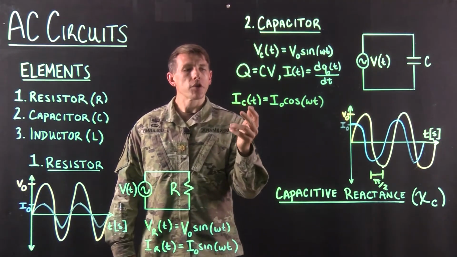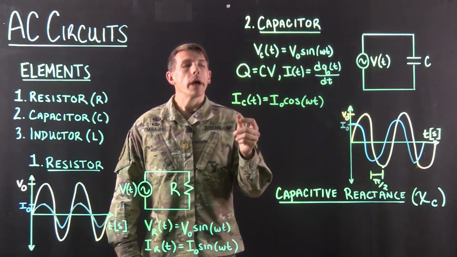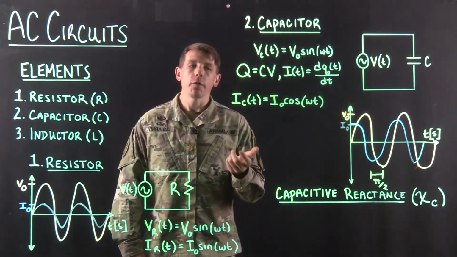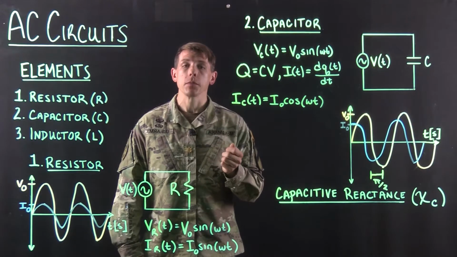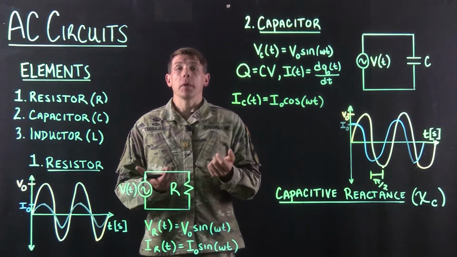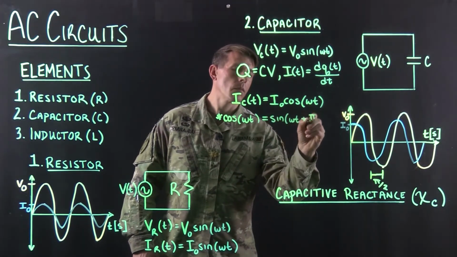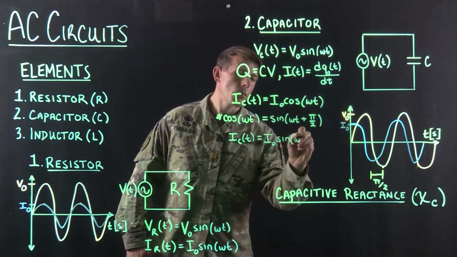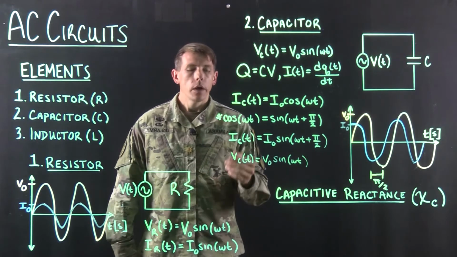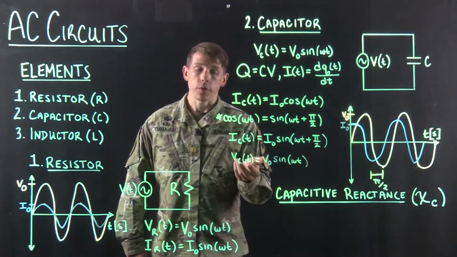Now I have an expression for current with respect to time through the capacitor. But when I'm comparing that to potential, it is often helpful to ensure that the trigonometric expression between the two equations is the same. And what I'm going to do that is apply a trig identity. Now I have an expression for current with respect to time and potential with respect to time.